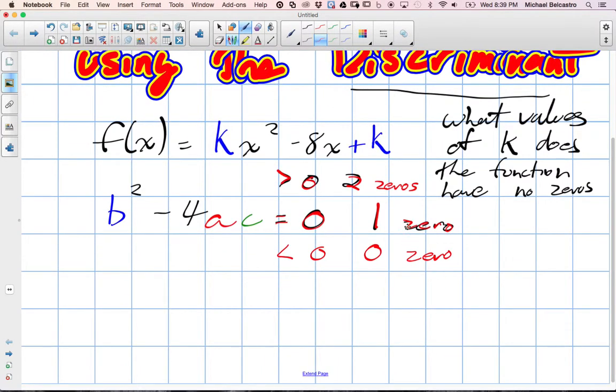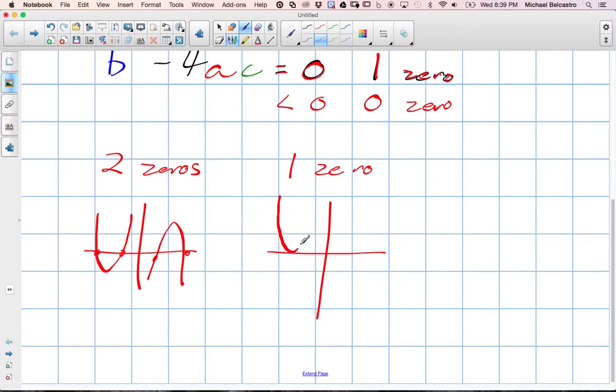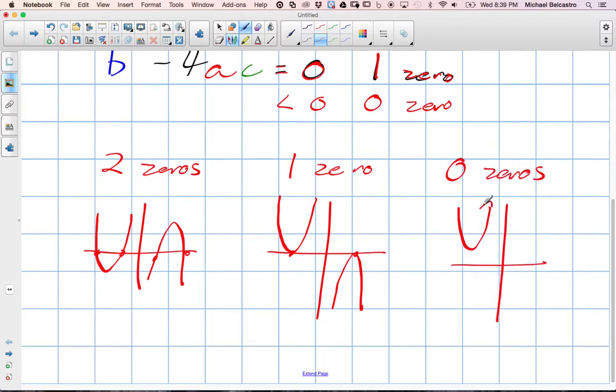Just so you have an idea of what that looks like, 2 zeros would be anything like this, where it crosses up and down. So the vertex is below and heading upwards, or it's above and heading downwards. 1 zero would be anything like this, where the vertex is on the x-intercept heading upwards, or heading downwards. And 0 zeros is this relationship where the vertex is above and it heads up, or the vertex is below and heads downwards. Those don't cross the x-axis.